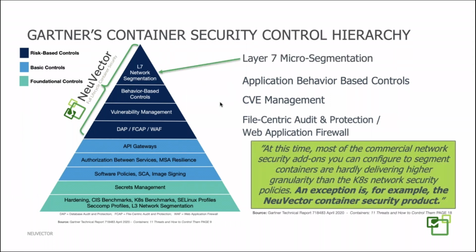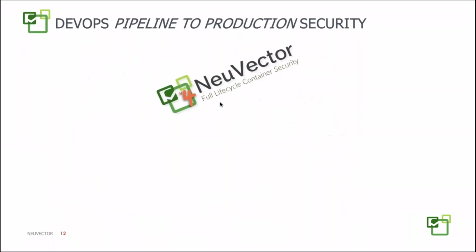We didn't ask for them to do this, they didn't mention, but we noticed that inside of that report, we were called out, where they said, and I'll read it back to you at this time, most of the commercial network security add-ons you can configure to do segmentation and micro-segmentation inside of your environment aren't really delivering much higher granularity, but the exception there was NeuVector as a container security product. Again, like Glenn mentioned, because of that layer 7 micro-segmentation, you're able to do things like virtual patching, so that even if those vulnerabilities are inside of your environment, they get stopped, not just reported, but stopped inside of your world.